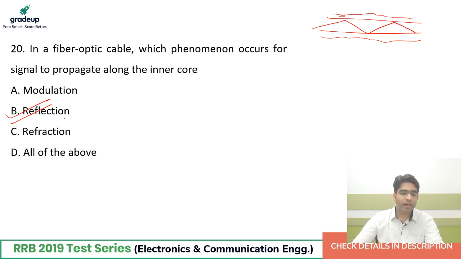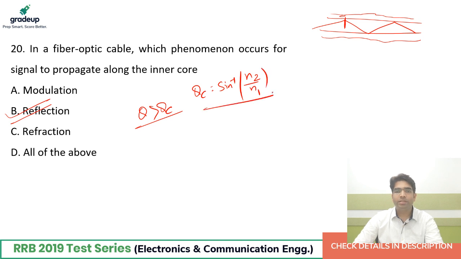For total internal reflection to occur, the angle should be greater than the critical angle. And what is this critical angle value? It is sine inverse n2 by n1, where n2 is the refractive index of cladding, n1 is the refractive index of core. The angle of incidence should be greater than the critical angle for total internal reflection. Is it fine?